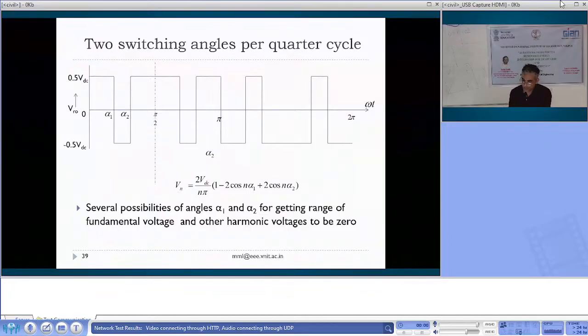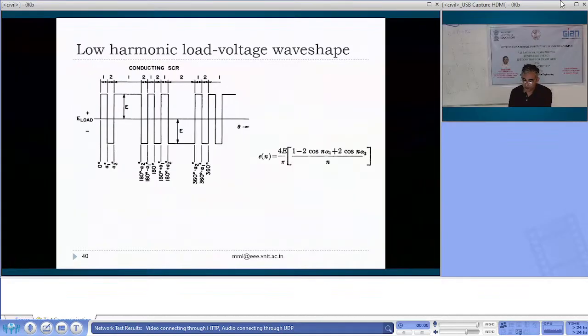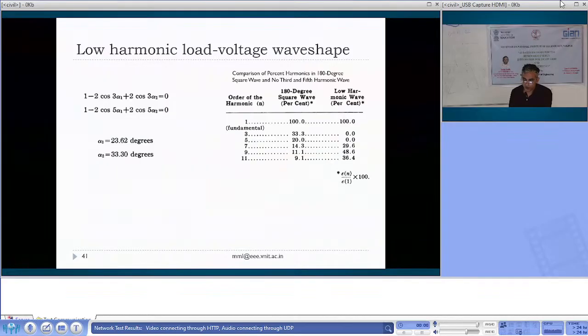So I can write the equation for the fundamental, and I will write the equation for the third harmonic. Here the equations are written for the third and fifth harmonic, not for the fundamental, just as an example, with the third and fifth harmonic set to 0. What we get is alpha 1 and alpha 2, these angles. So you can see the third and fifth are getting 0.